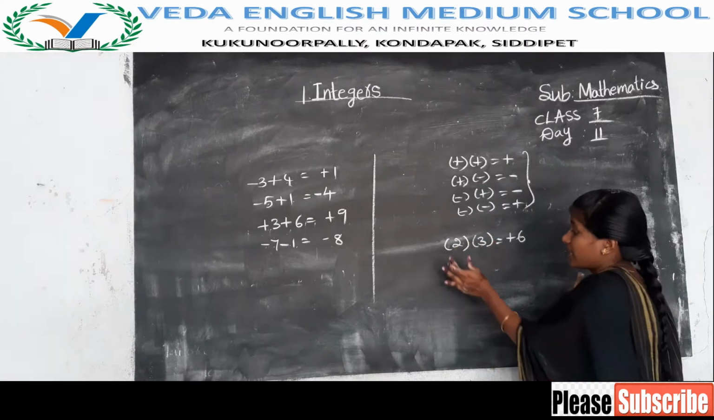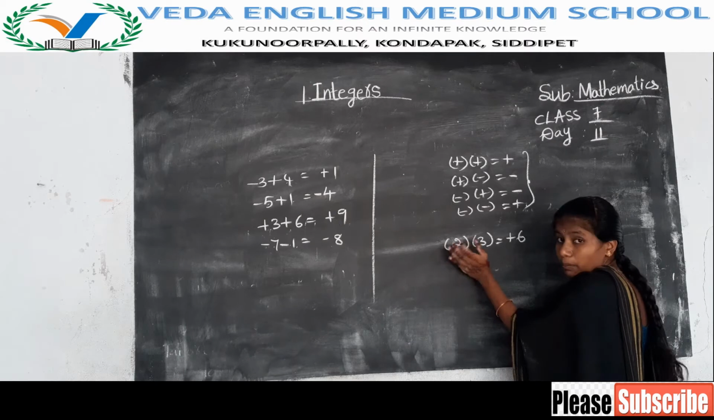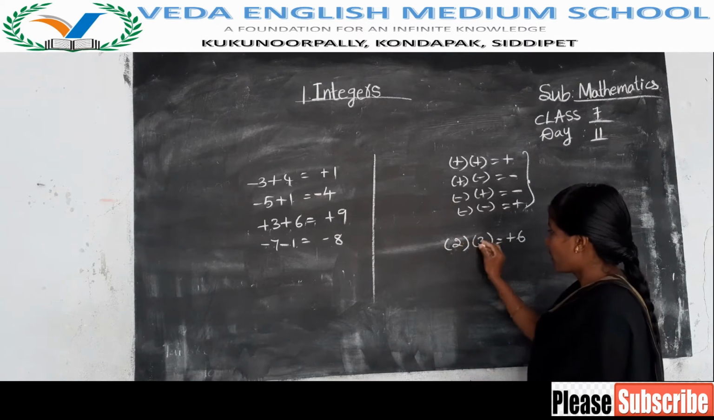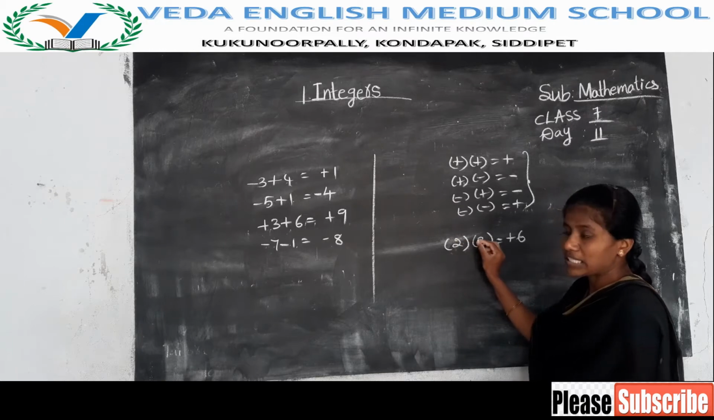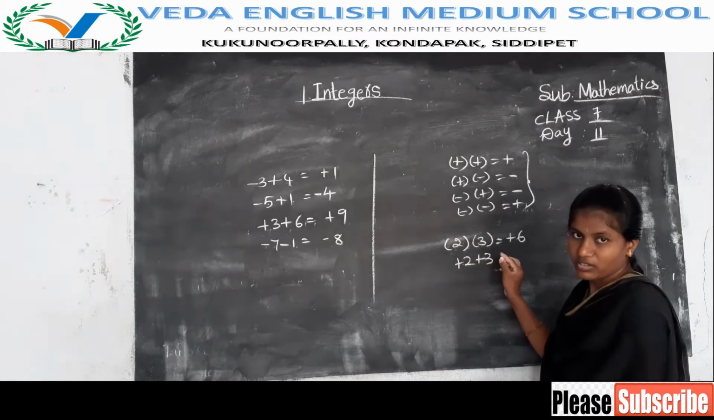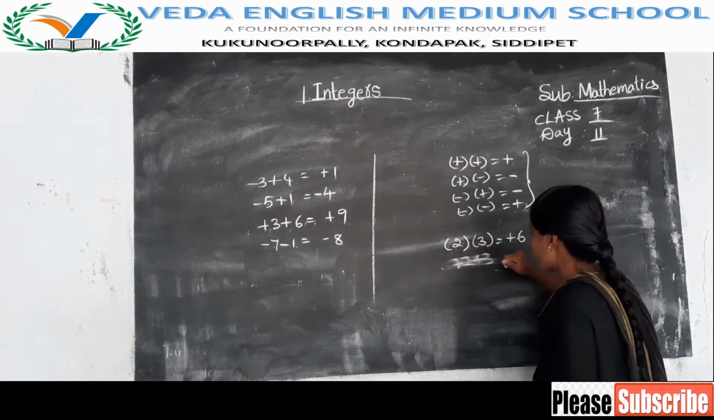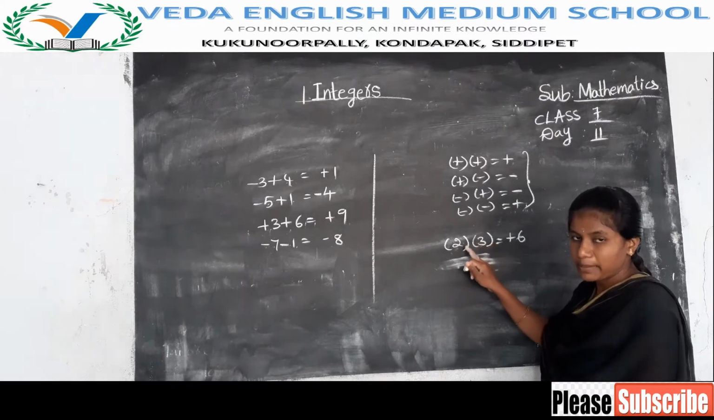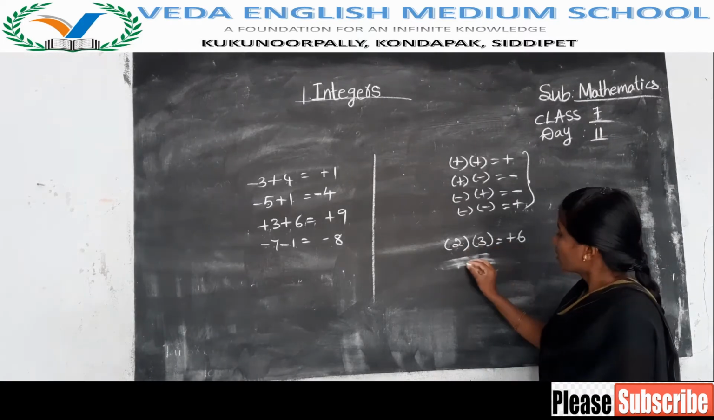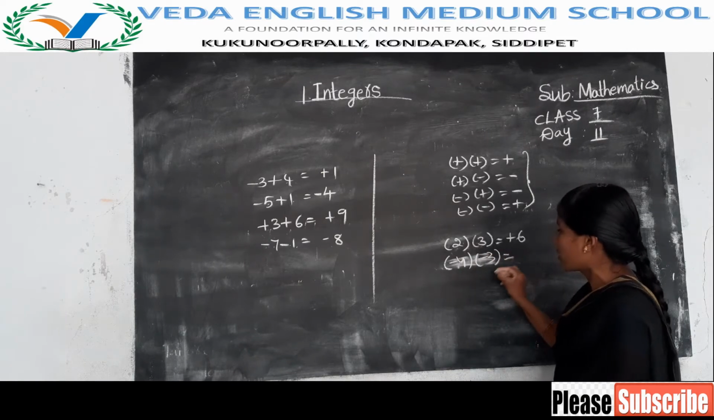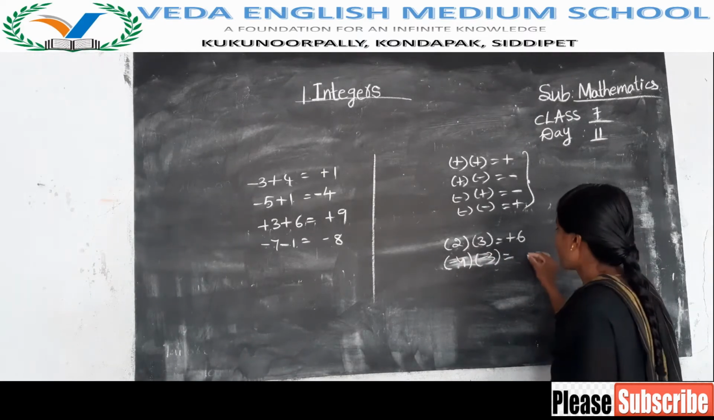You should remember, if the integers are in brackets, the relation between these two integers is multiplication. So 2 3s are 6. We will take one more, minus 4 into minus 3. What is the answer, Nana? Minus 4 into minus 3 is plus 12. Why? Because first of all you have to multiply the numbers. 4 3s are 12. Minus into minus gives plus.